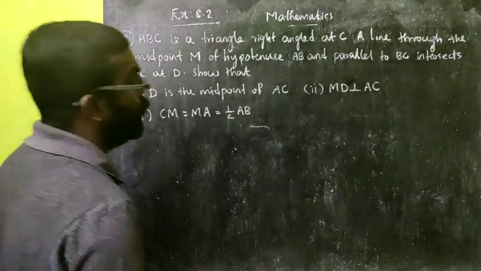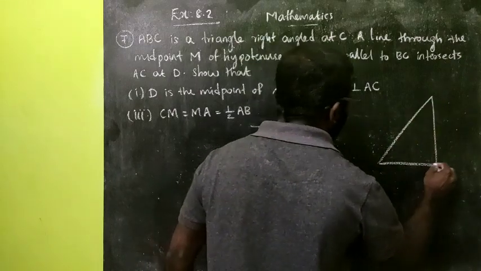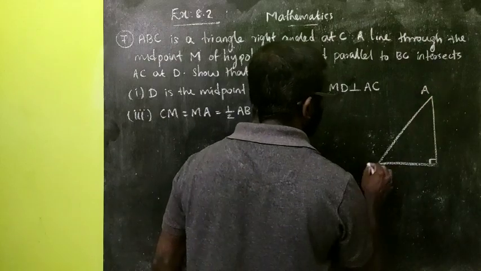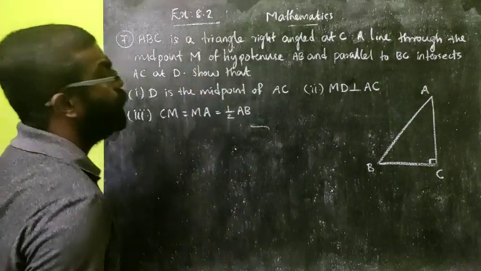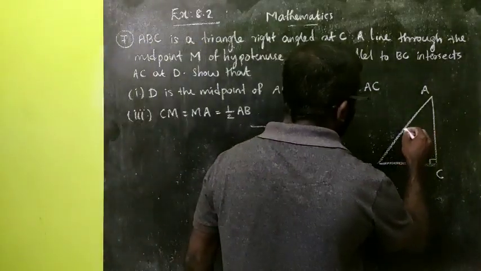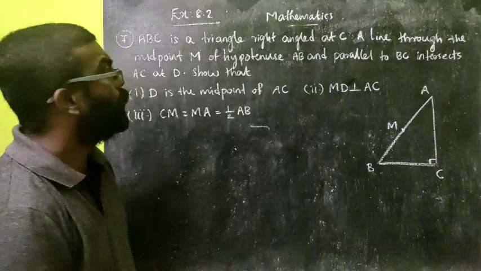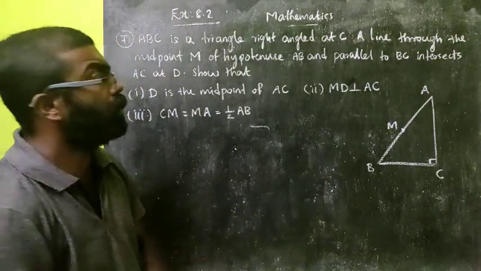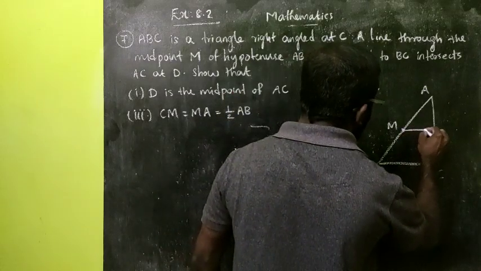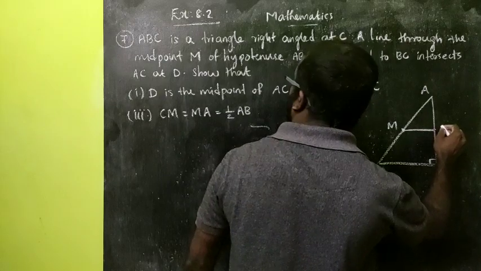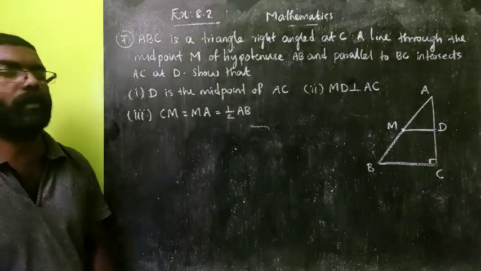ABC is a triangle right angled at C. So we can consider a right triangle right angled at C. A line through the midpoint M of hypotenuse AB. So we can mark the midpoint of the hypotenuse as M, and a line through the midpoint M of hypotenuse AB and parallel to BC, parallel to the base BC, intersect AC at D. So we can draw a line like this. Here we can mark D.